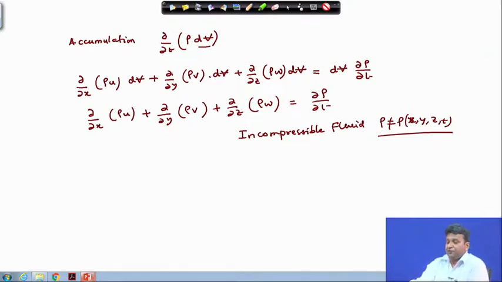And therefore, if you take rho to be constant, what happens is the right hand term goes to 0, and you can take the rho out of the differential, and you get del u del x plus del v del y plus del w del z is equal to 0.